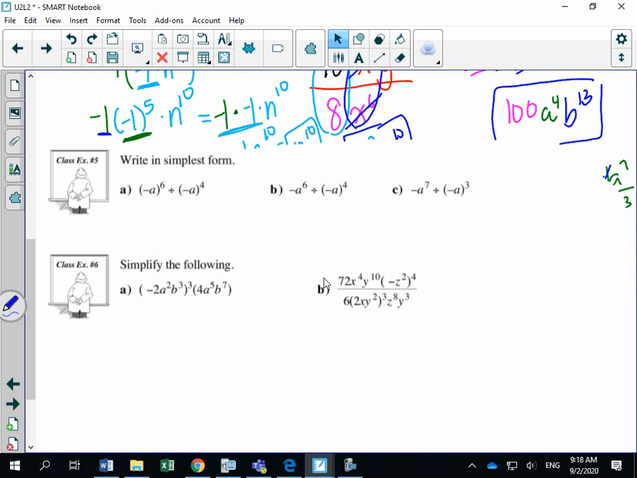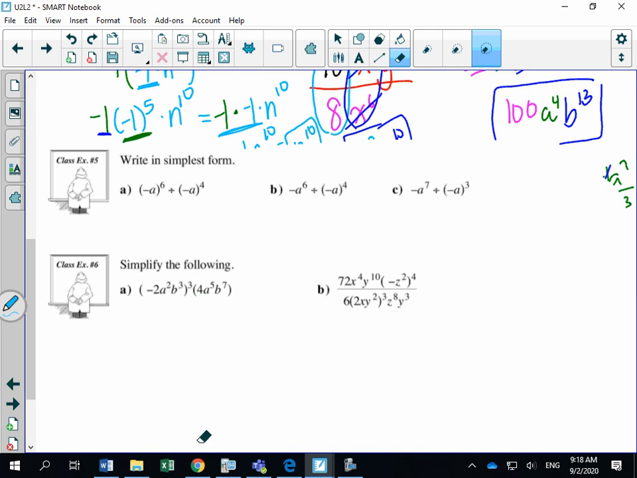Okay, A is the easier of the two. With A, multiply your coefficients. Negative 2 times 4 is negative 8. Let's do our exponent laws for the A's. It's going to be product law. You add your exponents and you would get a to the 7. And for your B's, oh, shoot. No, I'm sorry, everybody. I did not see that 3. I need to erase this. I did not see that 3.